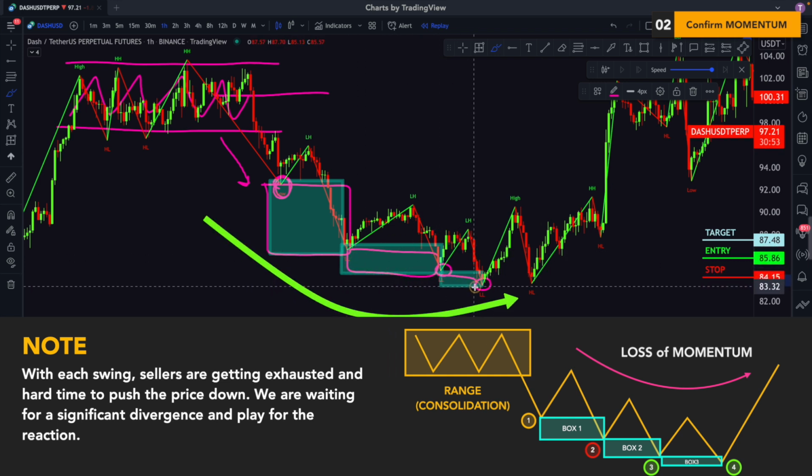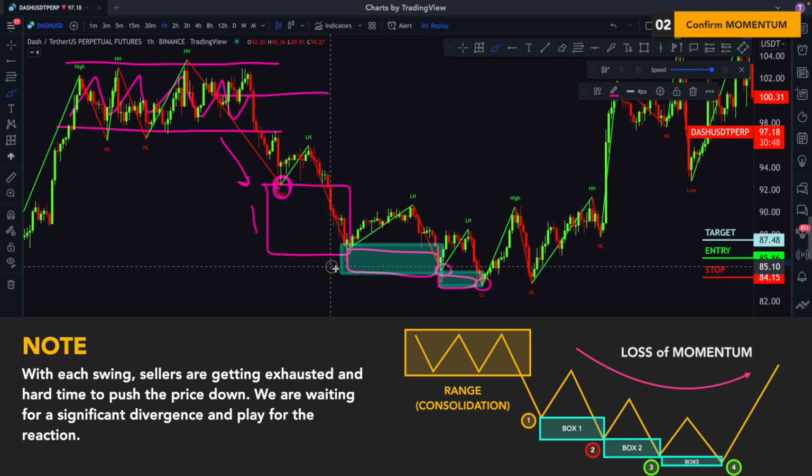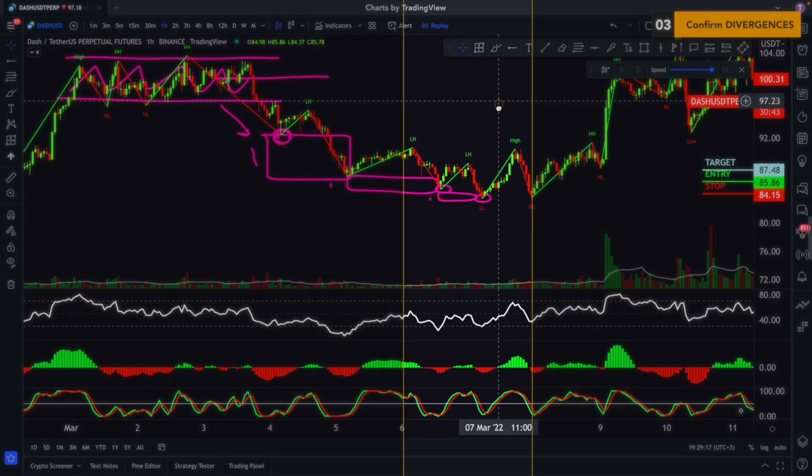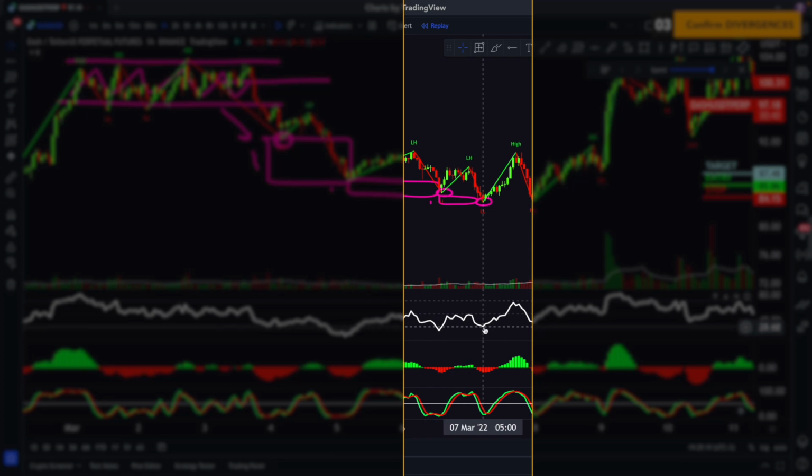As you can see on the screen, we are gradually losing the momentum. Nice. Now the next step, confirming divergences. RSI is clearly diverging in this example.